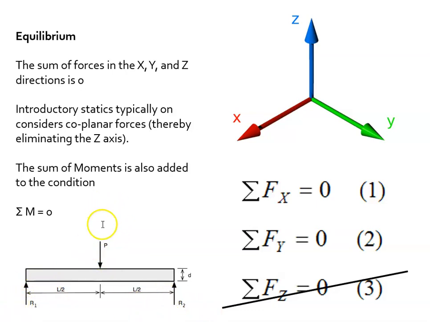So this is pushing down with 100 pounds, and this is pushing up, being that everything is symmetrical. We would know that this is pushing up with 50, and this is pushing up with 50. And that's how we get to equilibrium. The sum of the forces equals zero, and that's in our one direction, the vertical direction.